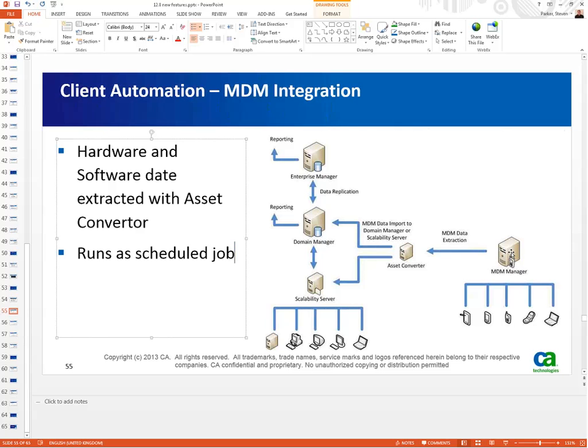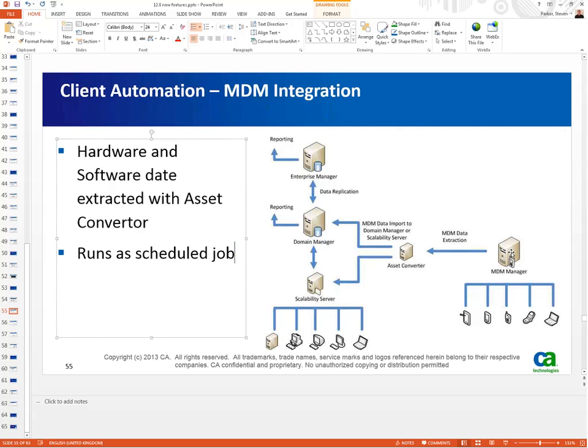We're running on a scheduled basis through an engine job, or manually ad hoc. We're running the asset collector and converter to extract the data from the MDM database. We're pulling that across into our scalability server, into the asset collector component, and from there it's being uploaded through the engine into our domain manager.